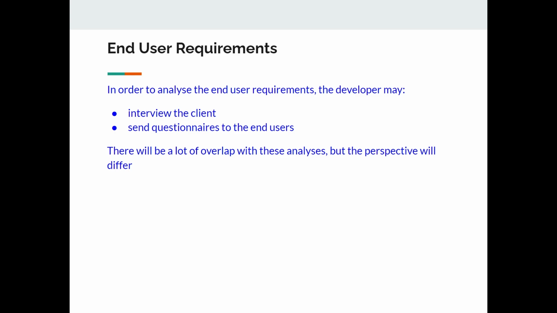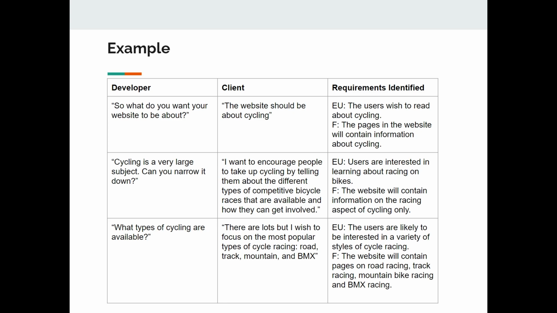And you may think the functional requirements are the exact same thing, because whatever the users ask for, that's what the website will do, and therefore functional and end-user requirements are the same thing. They kind of are, there's a lot of overlap, but the perspective will differ, and we can look at an example now. If a developer asks, so what do you want our website to be about? The client might say, it should be about cycling.